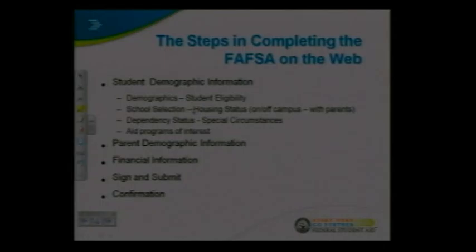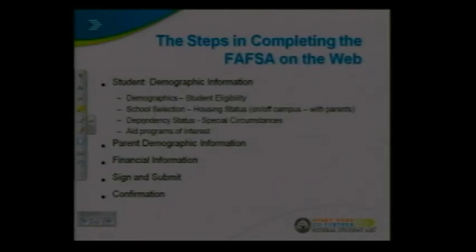But in this first section, you'll note that we're just collecting your demographic information. We're going to be trying to collect information to determine your student eligibility, making certain that you've registered with Selective Service, that you have a valid Social Security number. When you complete the form, you can list up to 10 schools on the form, so we'll be asking which schools you plan to attend. If you don't know their school code, there's a little drop-down box that will allow you to go through and do a search for the schools.